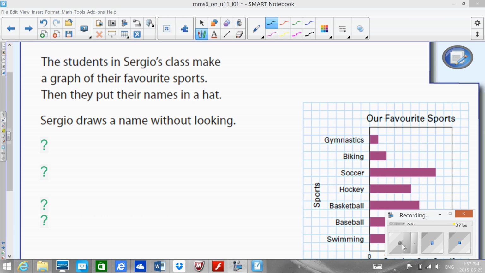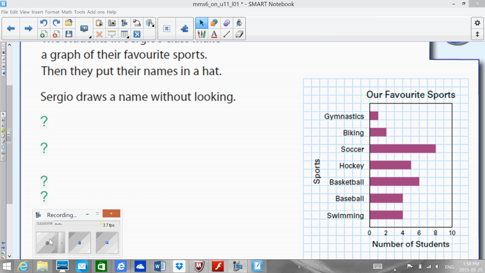Let's look at another example. In this example, we have the students in Sergio's class, and they make a graph of their favorite sports. Then they put their names in a hat. Sergio draws a name without looking. Without looking is important because we want to make sure the results are fair. There can't be any bias going on. So everything that could occur has to have an equal chance of occurring.